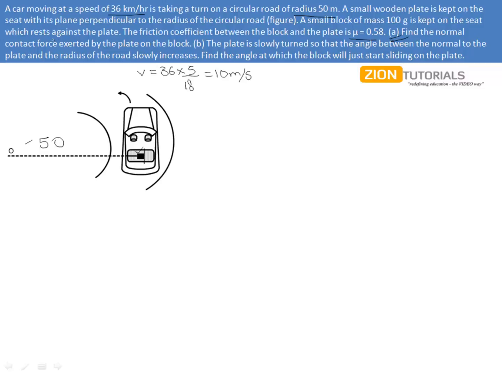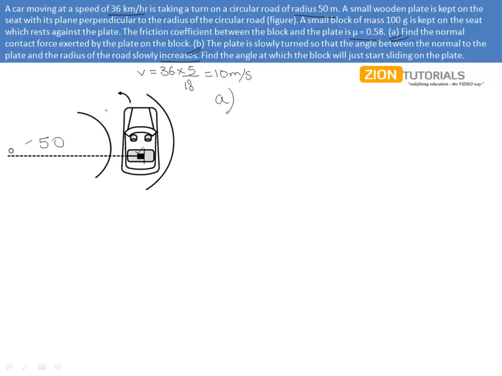Find the normal contact force exerted by the plate on the block, and the plate is slowly turned so that the angle between the normal to the plate and the radius of the road slowly increases. Find the angle at which the block will just start sliding on the plate. Now, let us first deal with the A part of this question, in which we need to find out the normal contact force exerted by the plate.